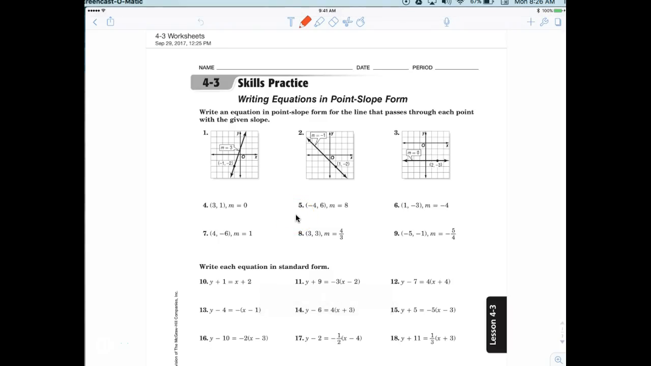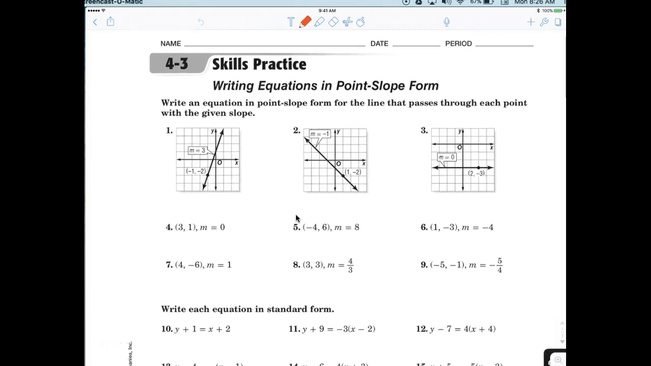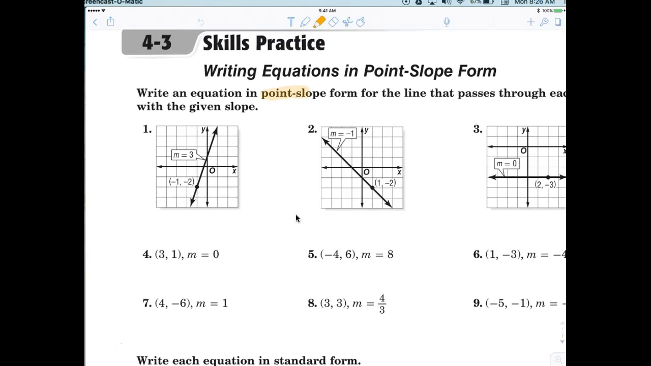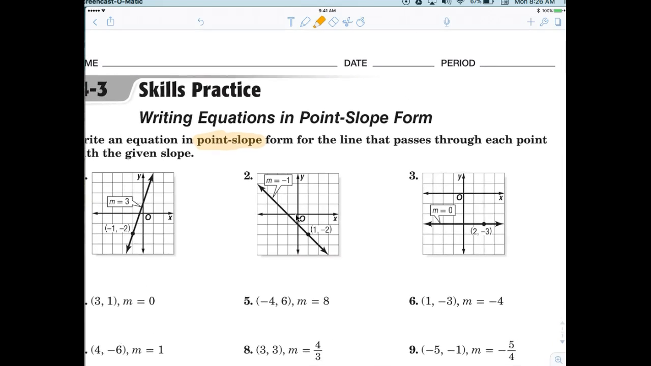Okay, now, again, as I was saying, today we're going to learn a couple new forms, all right? And the first form I see up here that is new to you, and like I said, just listen for a second, is the point-slope form. Now, the point-slope form is going to be written as y minus y1 equals m times x minus x1.